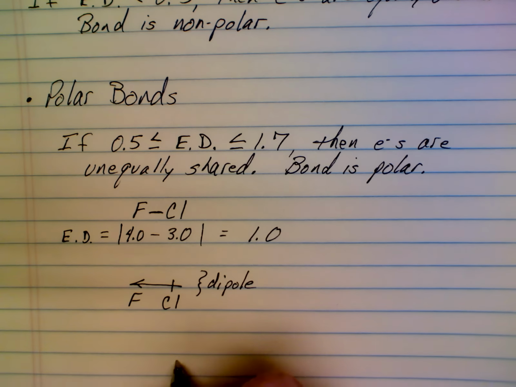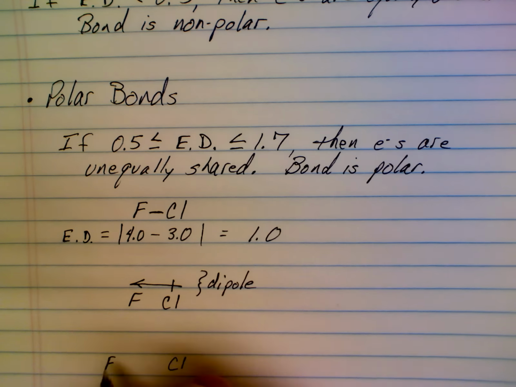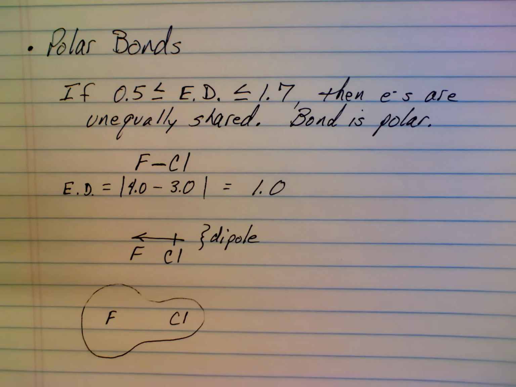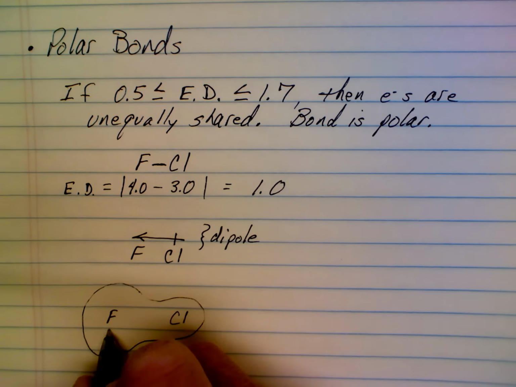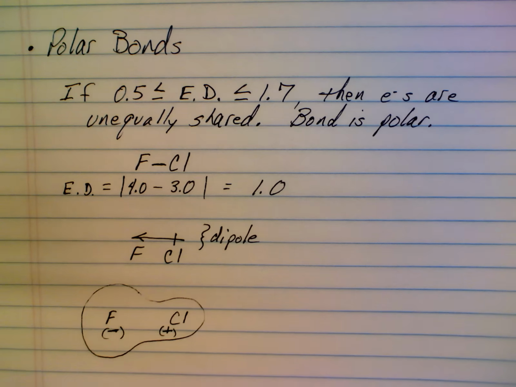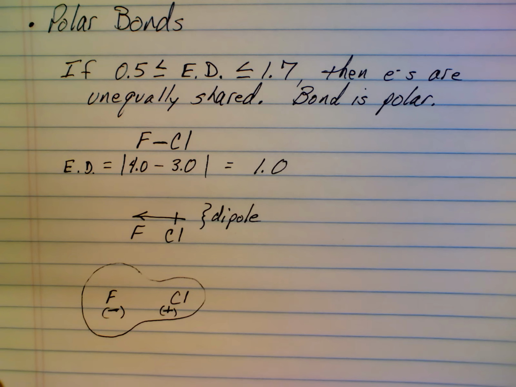So the molecule now might look something like this, where you have chlorine and fluorine, but the fluorine, having a stronger attraction for the electrons, will have perhaps a larger electron cloud around it, and as a consequence, it will be negatively charged and the chlorine positively charged. So we end up with an uneven distribution of these electrons in the molecule. But they're still bonded together. The fluorine and the chlorine are still bonded together here by a covalent bond.